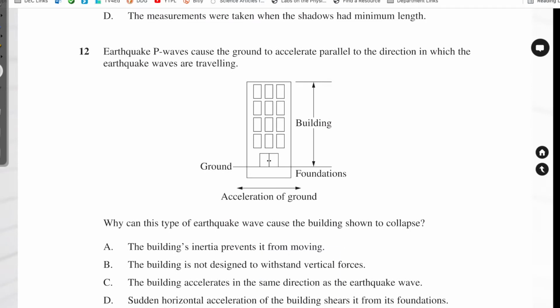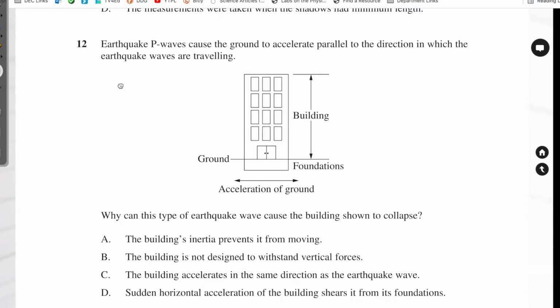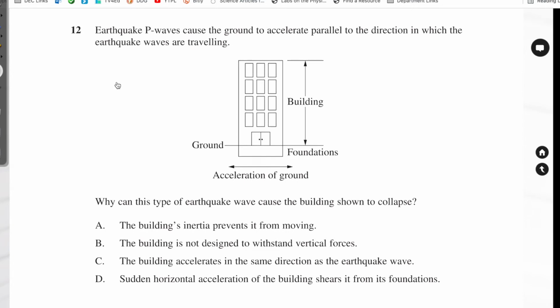Okay, question 12. Now, this was probably the worst answered question in the paper, the one that students struggled the most with. And there's a couple of reasons for that. It's quite a conceptual thing to think about here. So P waves, essentially the earthquake waves that first get there. But even if you didn't know that, they actually talk about here, P waves accelerate parallel to the direction in which the earthquake is moving.